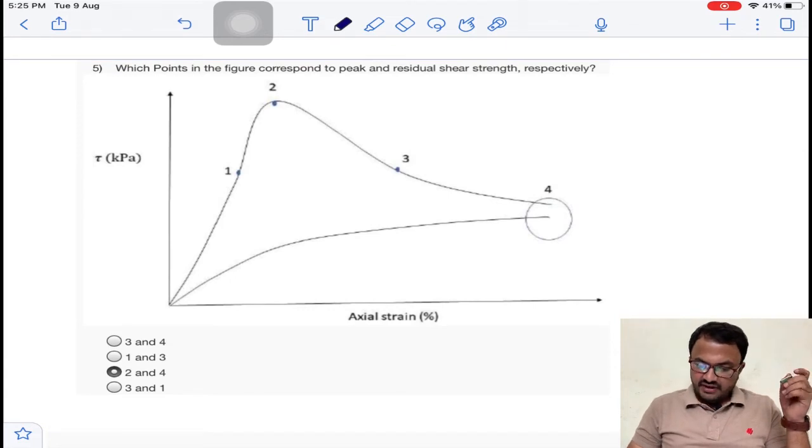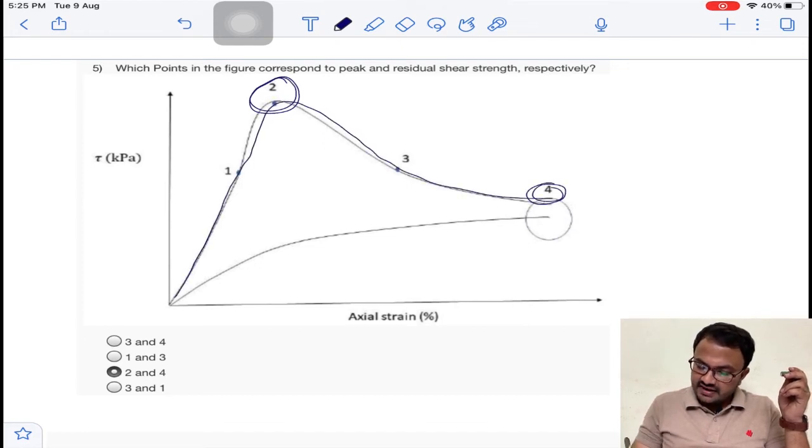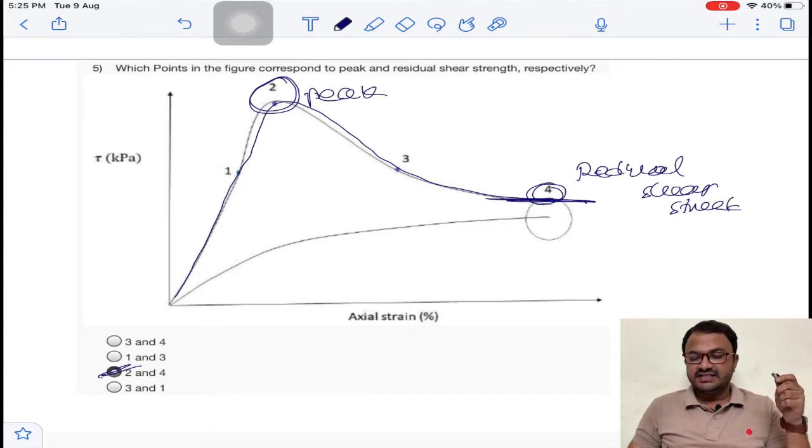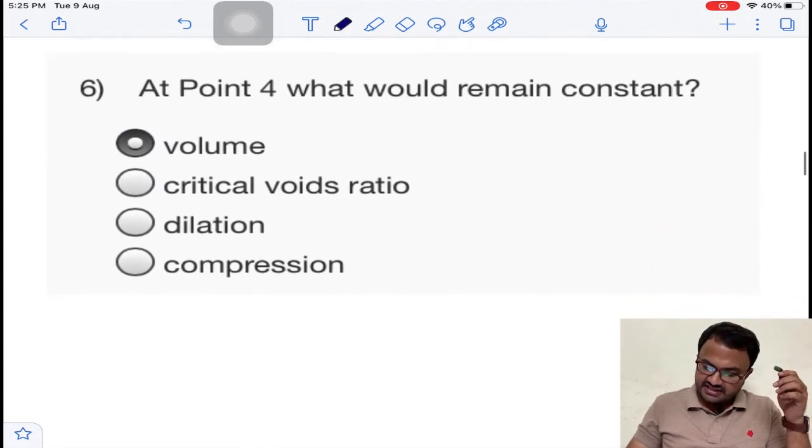Which points in the figure correspond to peak and residual? Obviously this is the topmost point. The stress increased and decreased again, then came to a certain constant value. This is the residual shear strength, and here is the peak value. So points 2 and 4 indicate peak shear strength and residual shear strength. For question number 5, option C is the answer.